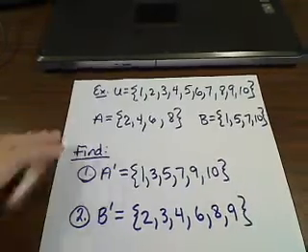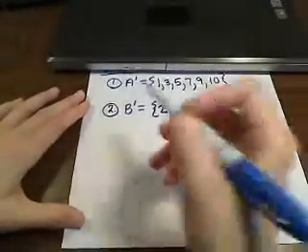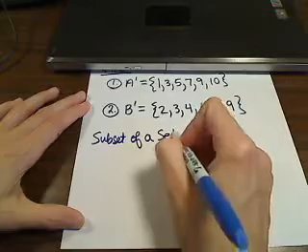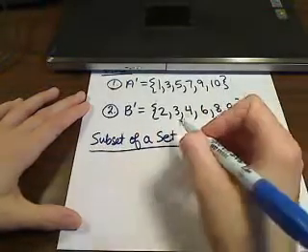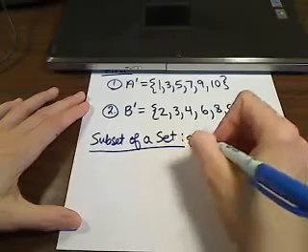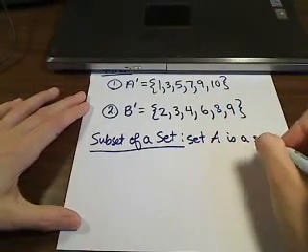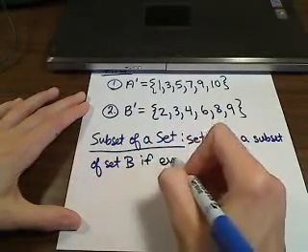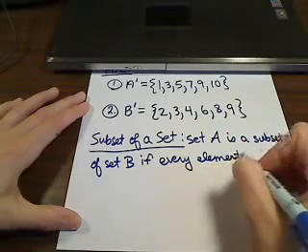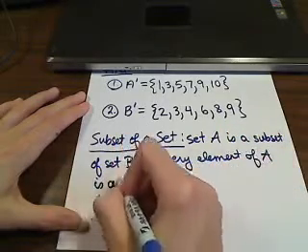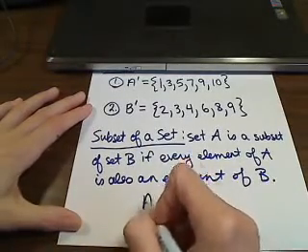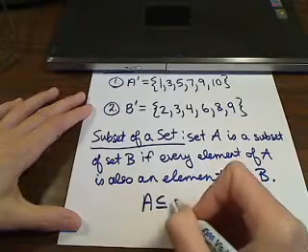Okay, next thing I want to talk about is subsets. Let's define it first. We say that set A is a subset of set B if every element of A is also an element of B. Okay? And in symbols, that looks like this. A is a subset of B.